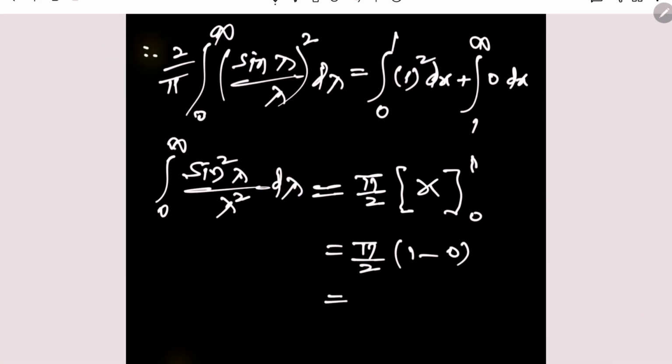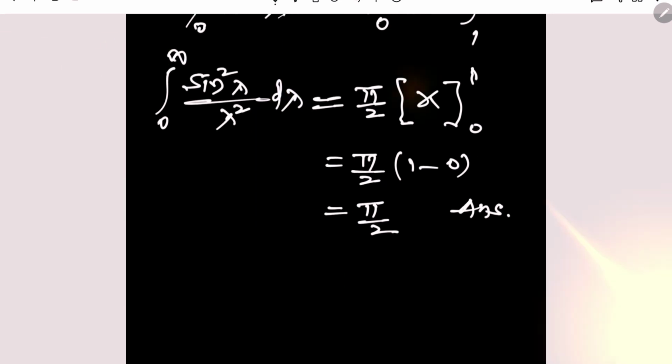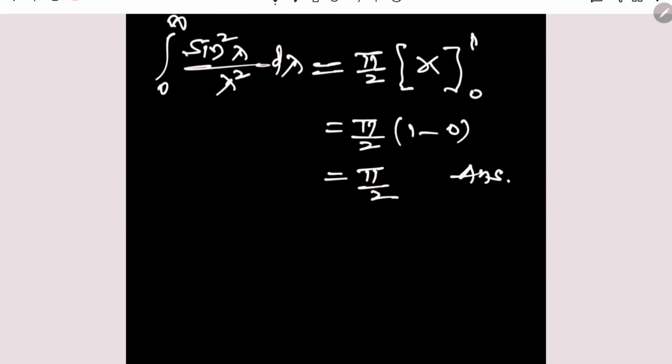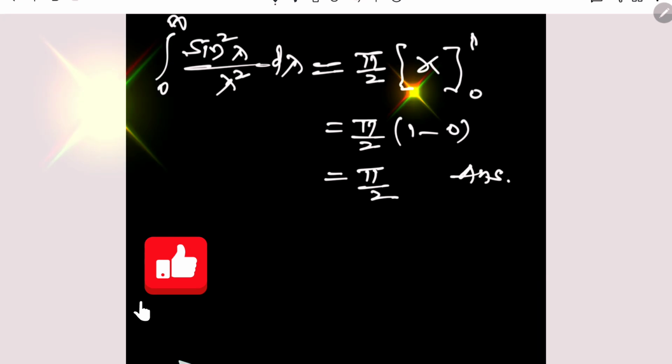And as it is a definite integral, replacing lambda by x, we get the required result: integration from 0 to infinity of sine square x upon x square with respect to x is pi by 2. That is the required value.